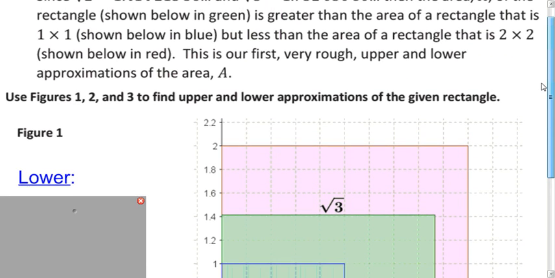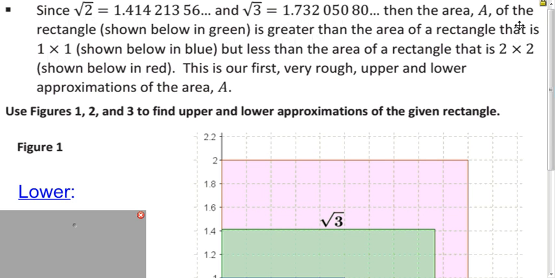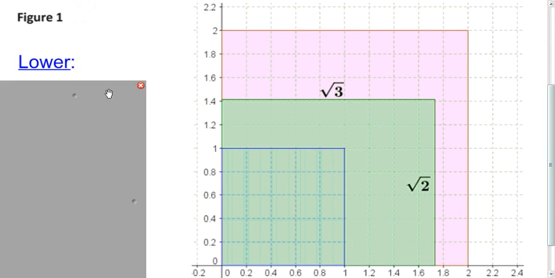So for example, if we were to approximate using integers, we would cut off this number after the 1. It's like the floor function, we go down to 1. And the same for the square root of 3. So we'd have a 1 by 1 for the lower approximation, which would give us 1 times 1, 1 square unit.